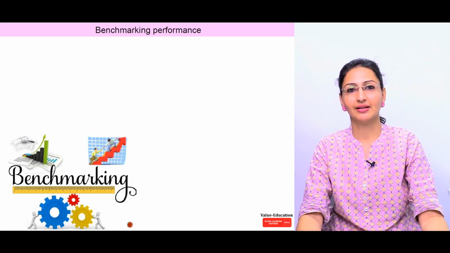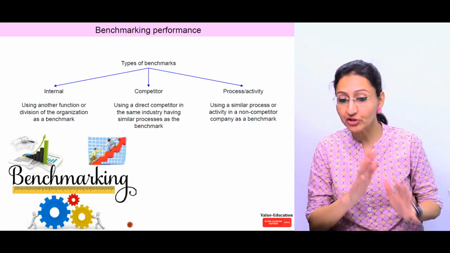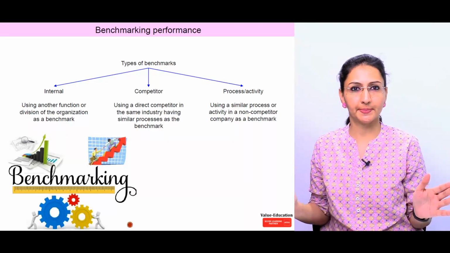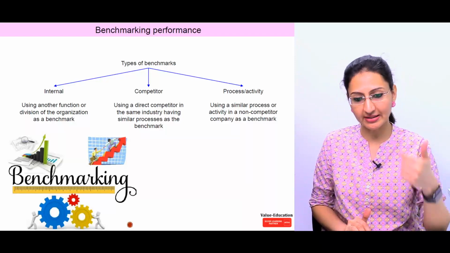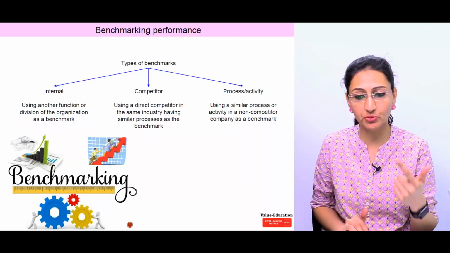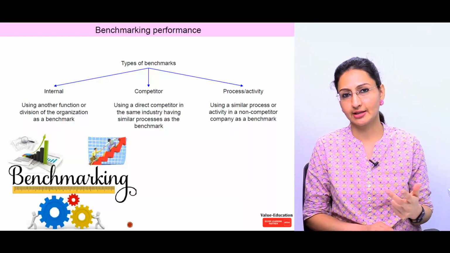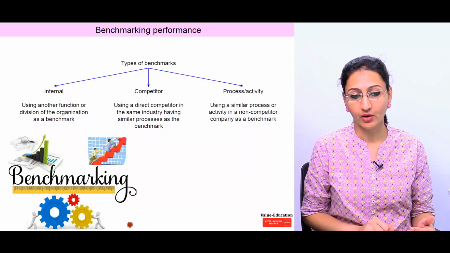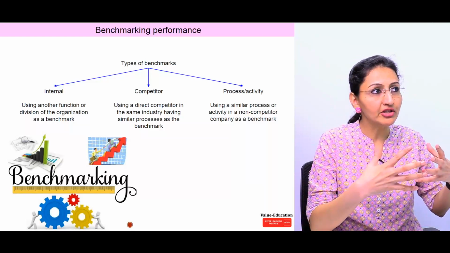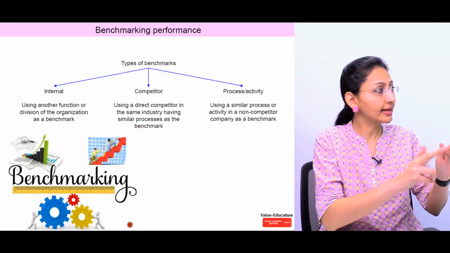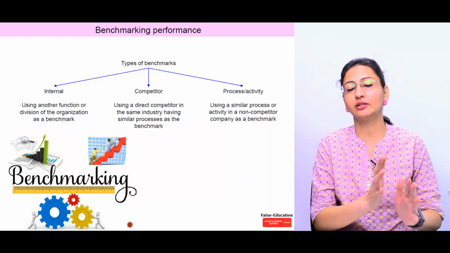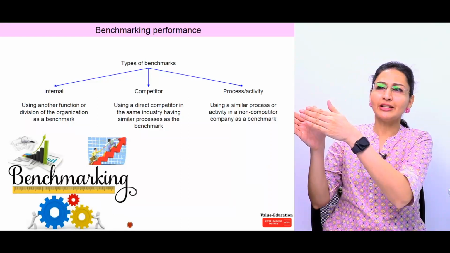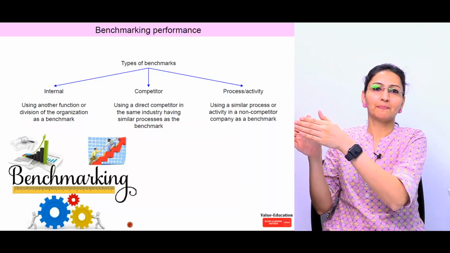That's a benchmark. Now benchmarking performance, benchmarks can be segregated into 3 different types. They can be internal benchmarks, there can be competitor benchmarks, and then they can be process benchmarks. Now let's see what is internal benchmarking. When you use another function or division of the same organization as a benchmark, that is termed as internal benchmarking. That means I am making my own division a benchmark.